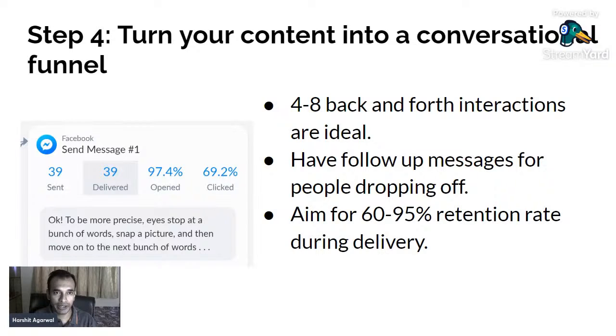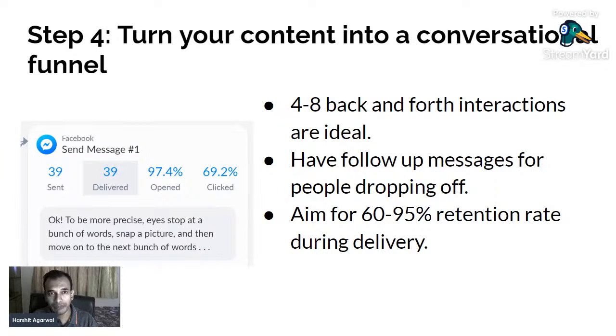If the users are dropping at a certain point, then you iterate and you test and you improve the retention rate. So in this example, 39 people entered the flow and 97.4% people opened and 70% people clicked. The good thing about this platform is that you know how many people are opening and clicking your content, and if this click-through rate is lower than 60%, then definitely you should test out variations of the message or a variation of the entire flow to improve your retention rate.